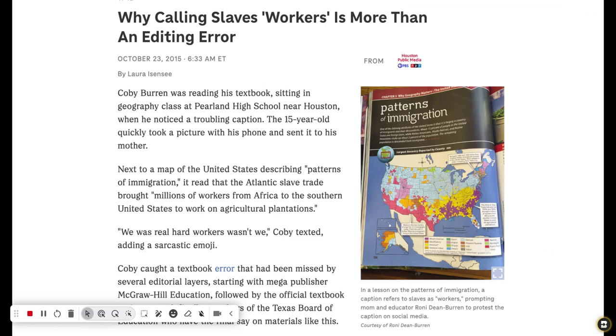picture of it, sent it to his mom. His mom complained about it to the school. The school complained about it to the publishing company. The publishing company had to recall the entire book. I mean, think about that. It went through a whole bunch of editors, and the editors just didn't analyze it very closely.